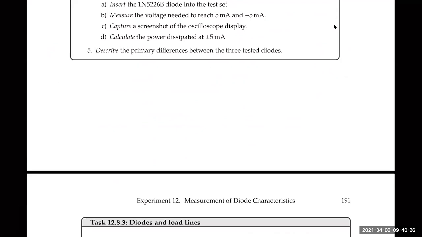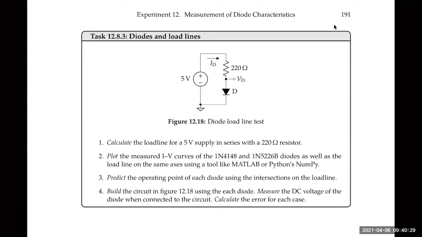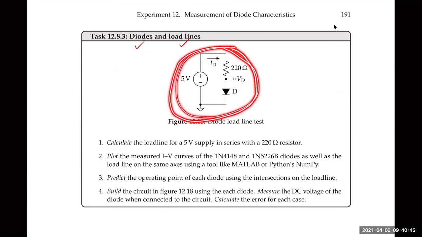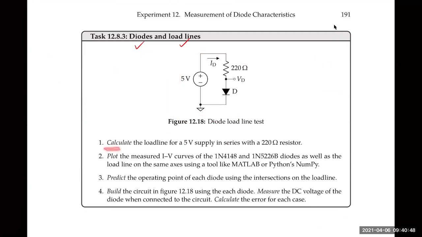Okay, so task number 3 is, like I said, using the diode's IV curve in the load line analysis to predict the operating point of this DC circuit. So you will calculate the load line. This should actually just say calculate. The load line is basically the current in the circuit from the source's perspective.